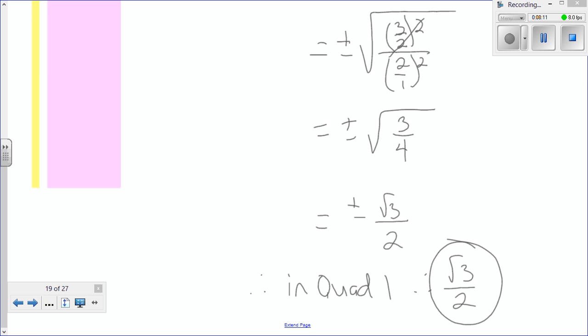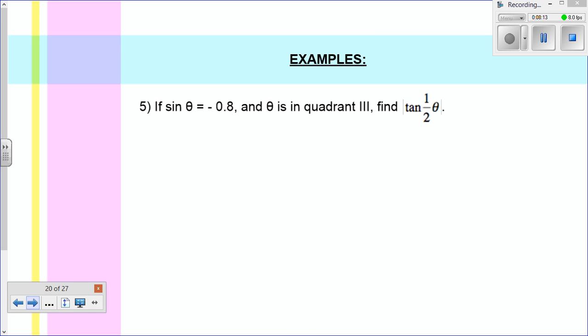All right, last question, or example, I should say. If the sine of theta is equal to a negative 0.8 and theta is in quadrant 3, find the tangent of 1/2 theta. Well, if sine theta is equal to a negative 0.8, as a fraction, 0.8 is negative 8/10, which reduces to negative 4/5.